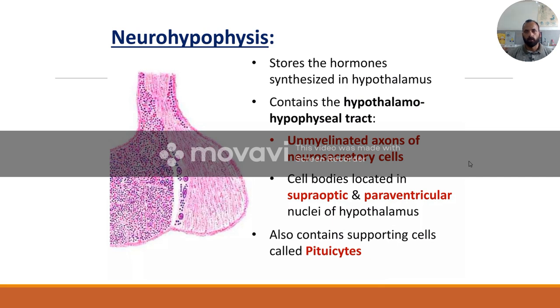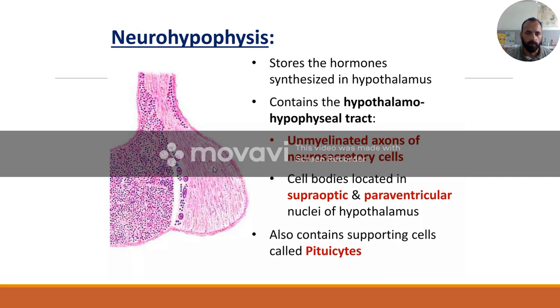The neurohypophysis basically stores the hormones that are synthesized in the hypothalamus. There is a relationship with the hypothalamus through this part of the pituitary gland, which you call the hypothalamo-hypophyseal tract. This part is the neurohypophysis and contains mainly unmyelinated axons of neurosecretory cells. The cell bodies of those axons are the supraoptic and paraventricular nuclei in the hypothalamus. That's why it has a hypothalamo-hypophyseal tract.